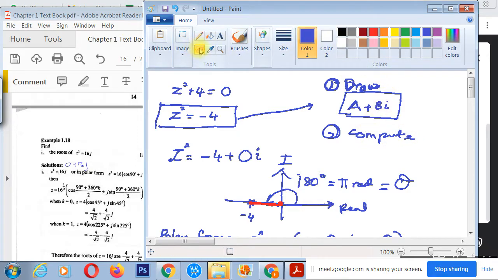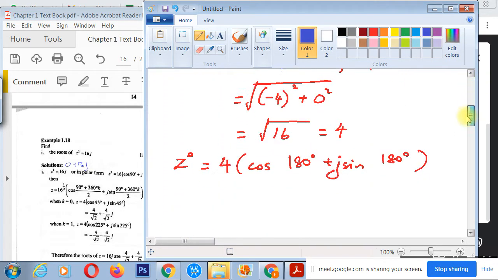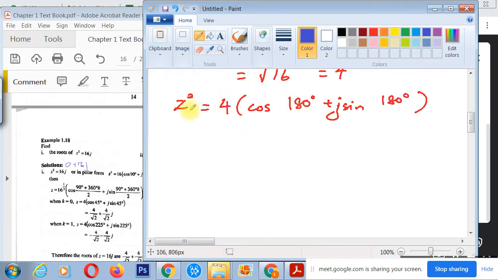Second is to transform into the form based on the question, okay? And then the third one is to compute what they need, computing based on the question. So the question is, they want to find the roots.